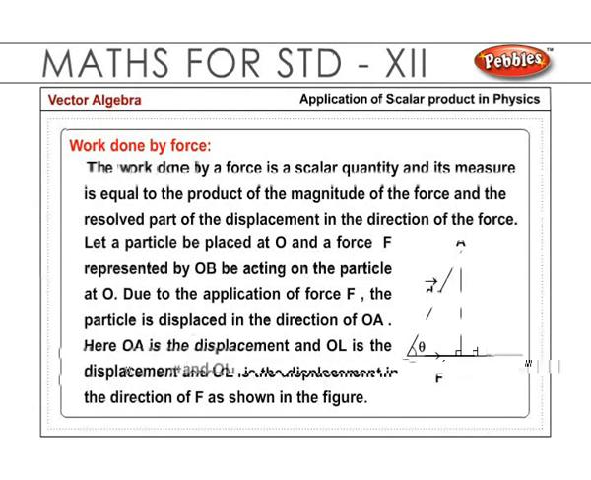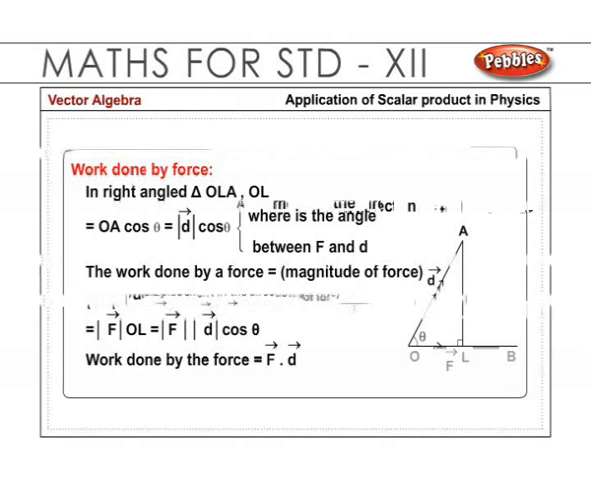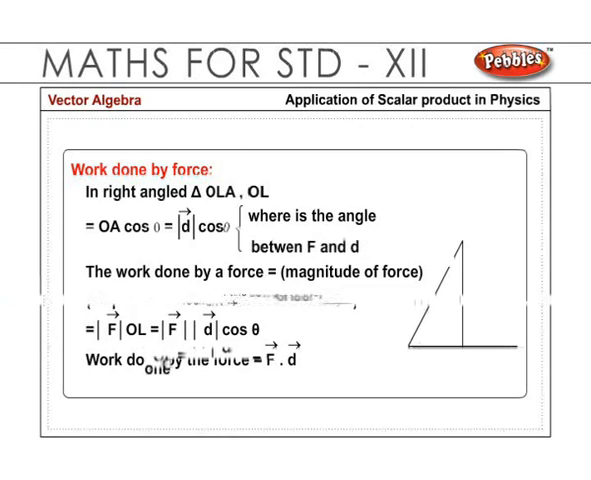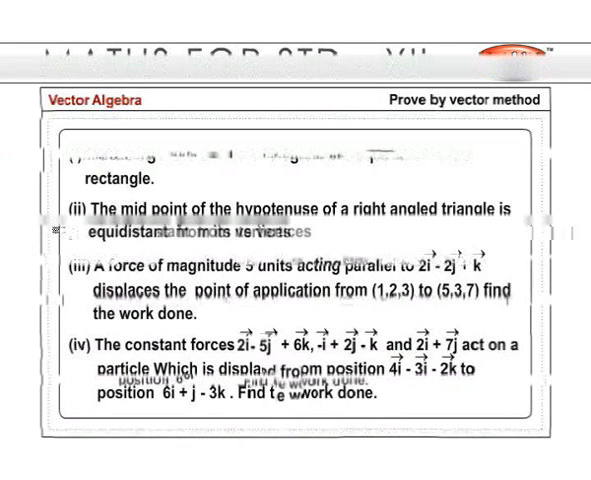Let a particle be placed at O and a force F represented by OB be acting on the particle at O. Due to the application of force F, the particle is displaced in the direction of OA. Here, OA is the displacement and OL is the displacement in the direction of F as shown in the figure. From the above, we get work done by the force = F dot D. Proof by vector method is shown on the screen.